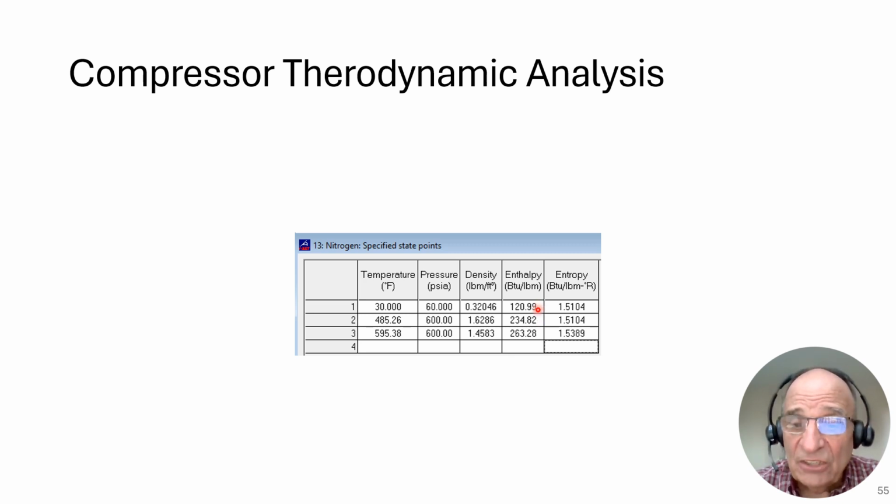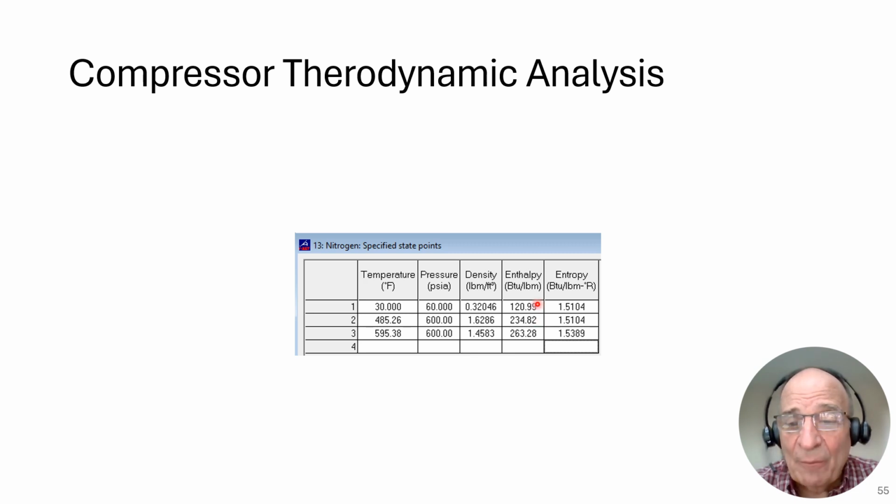The enthalpy is shown here, and the change in enthalpy is the amount of work that would be required by that compressor. But we know that it's only 80% efficient. So it's going to take more work to actually do that compression. So we divide this enthalpy difference by 0.8 because the compressor is only 80% efficient. And we find a new amount of work, which would be larger.